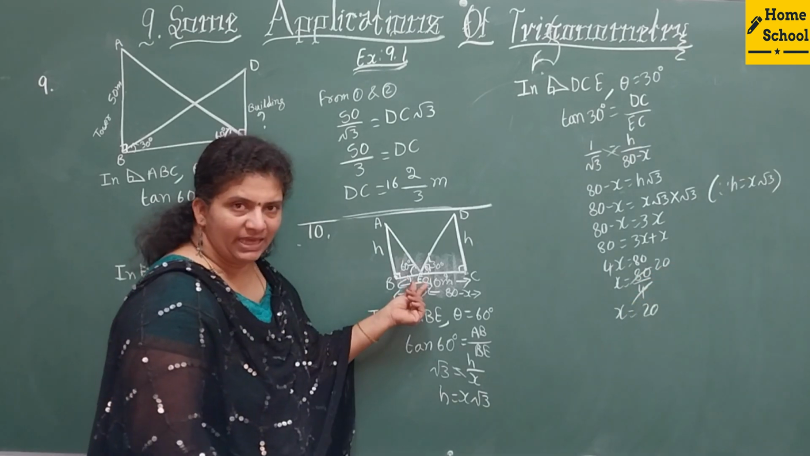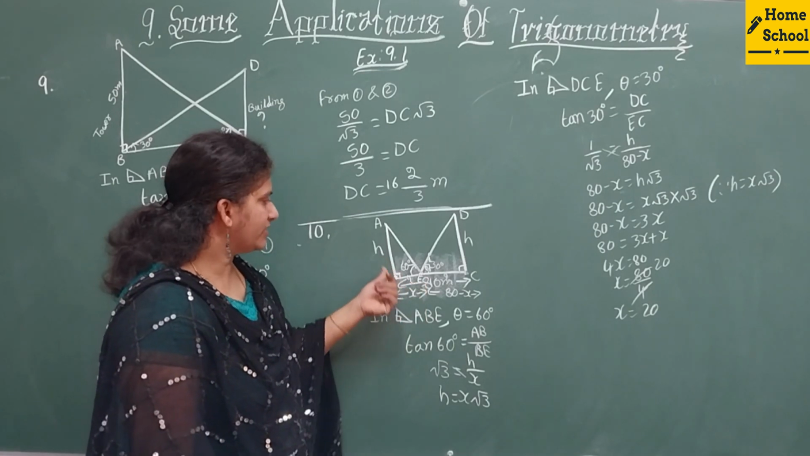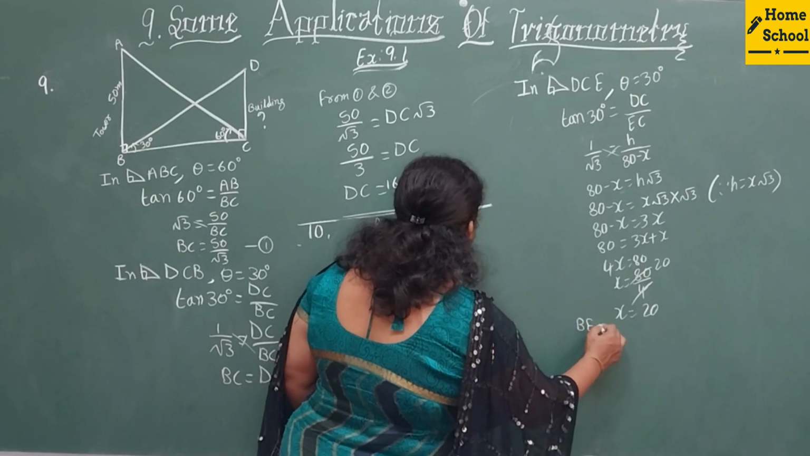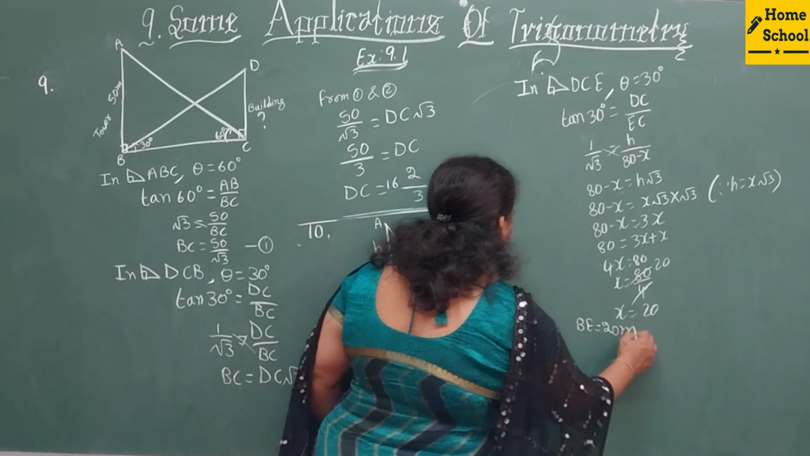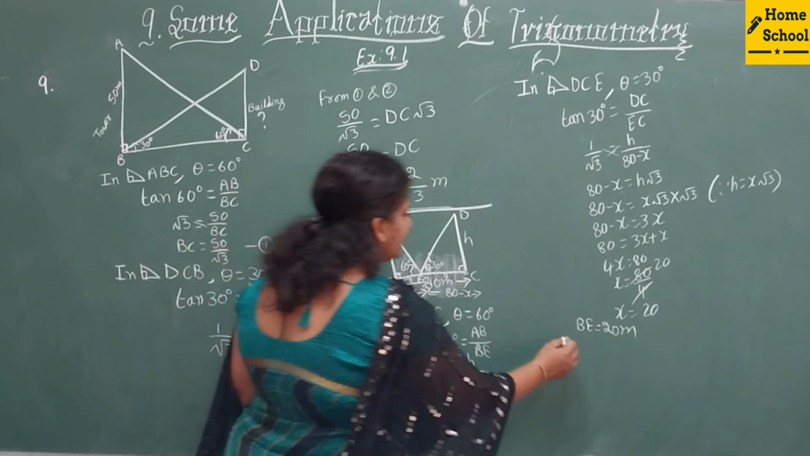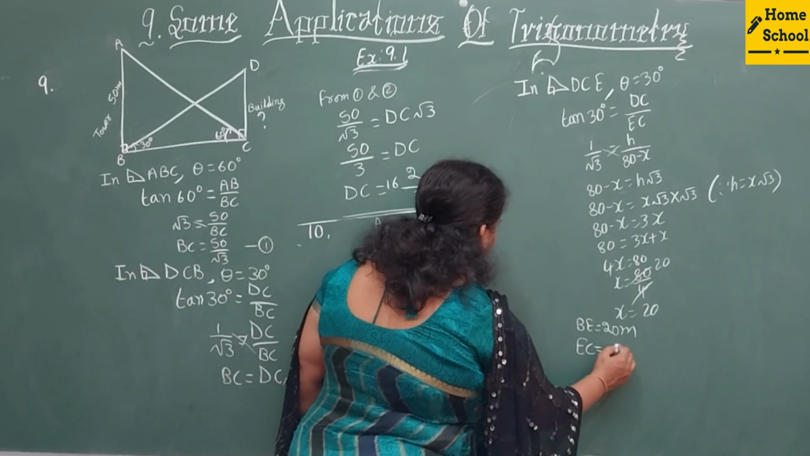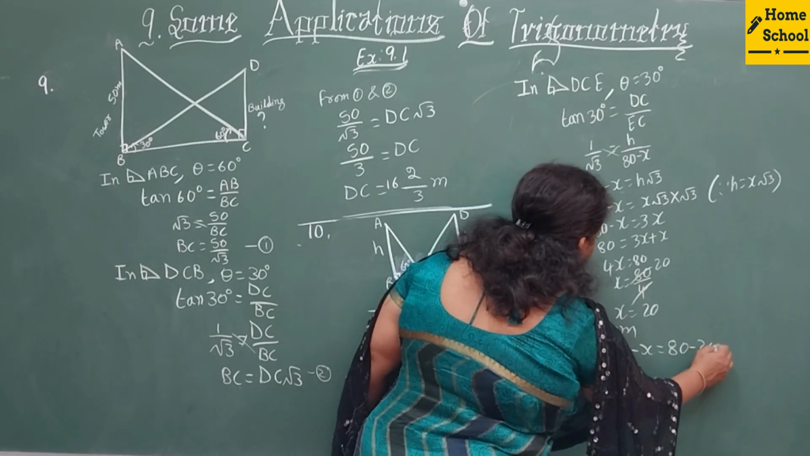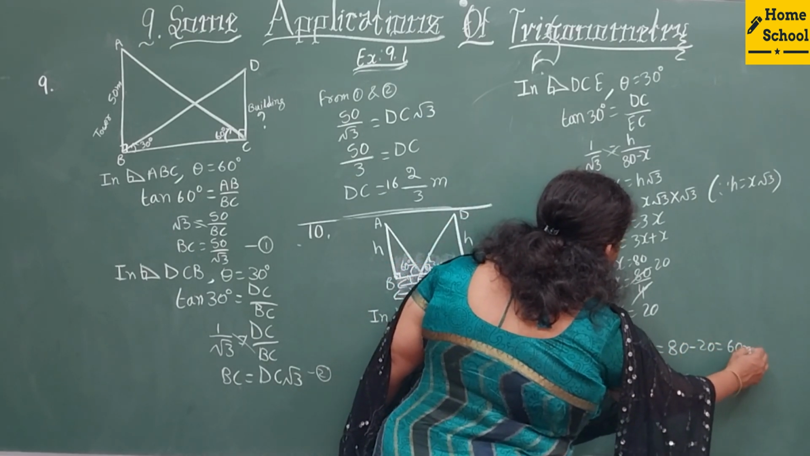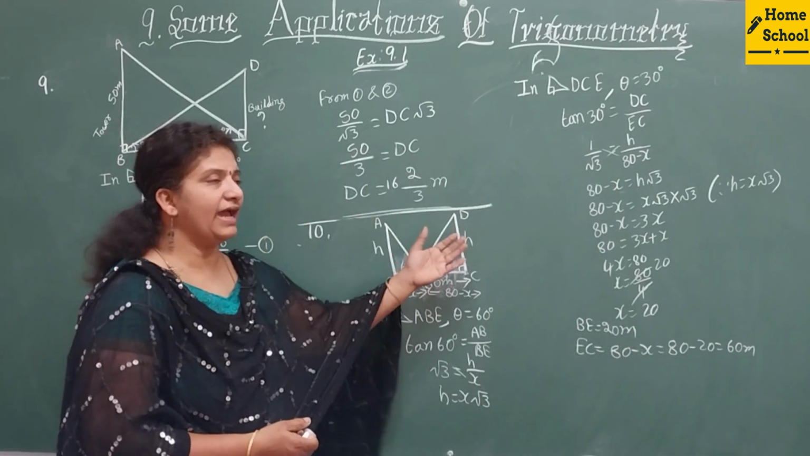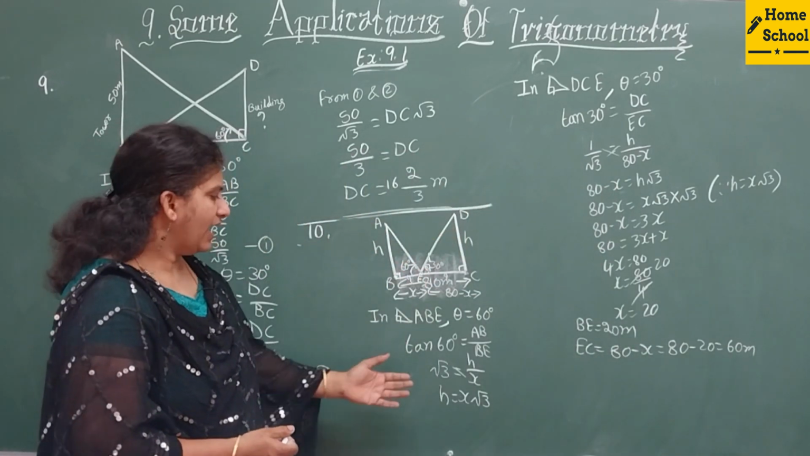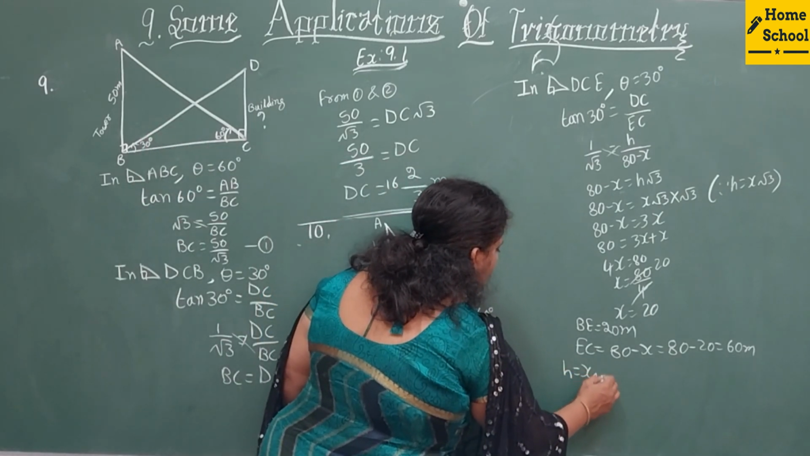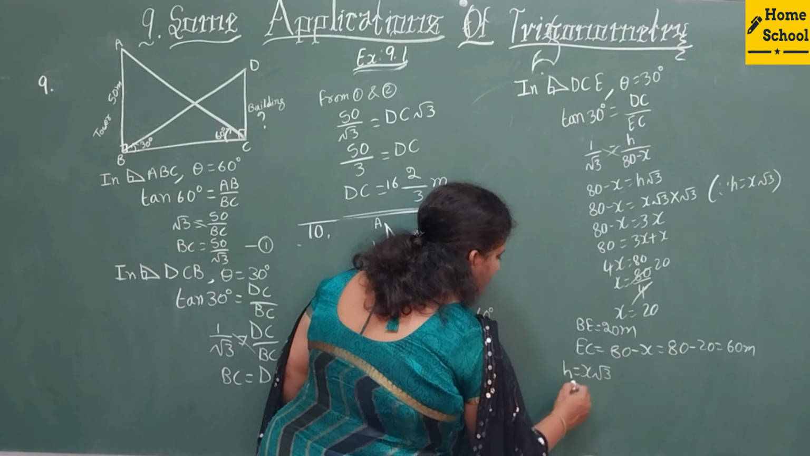Now from E point, what is the distance to this pole? BE is 20 meters. And what about EC? EC is equal to 80 minus X, that is 80 minus 20 is equal to 60 meters. What is the height of the poles? Height of the poles means H is equal to X root 3. In place of this X, substitute 20.